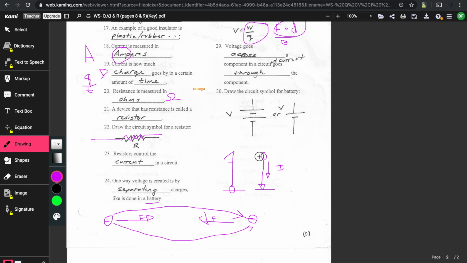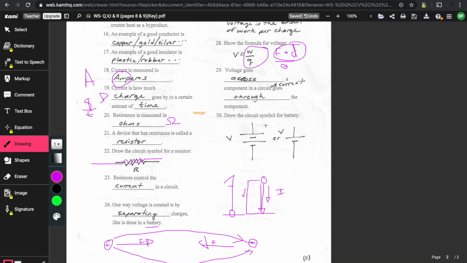The voltage is like the potential energy. It's the separation here. So it's across the component, but once you have this voltage available, the current will actually go through the component. Draw the circuit symbol for a battery. The simple version is this: you have a long line and a short line. This is the positive end of the battery, and this is the negative end of the battery.